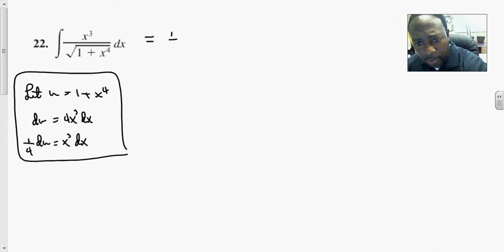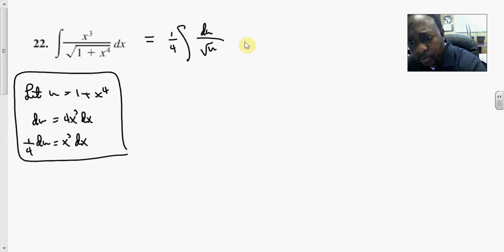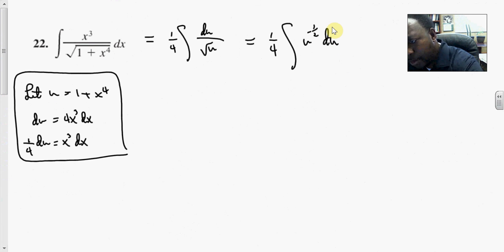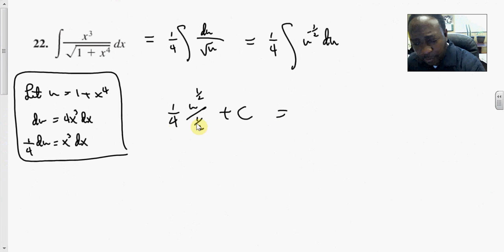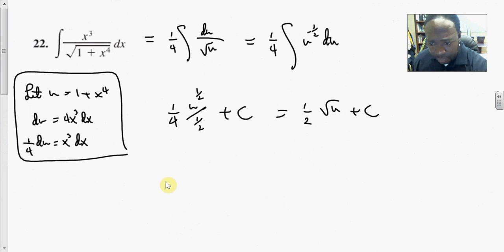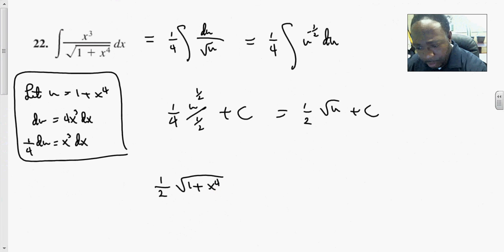So we come here. This is the integral of 1/4 du, with x cubed dx replaced by 1/4 du, all over the square root of u. So let's write this as 1/4 times the integral of u to the -1/2 du. And so this is 1/4 times u to the -1/2 plus 1, which is 1/2, divided by 1/2. So the 2 goes up top, so it's 2 over 4. We get 1/2 times the square root of u plus c. But u was this, so this is 1/2 times the square root of 1 plus x to the 4th, plus c.